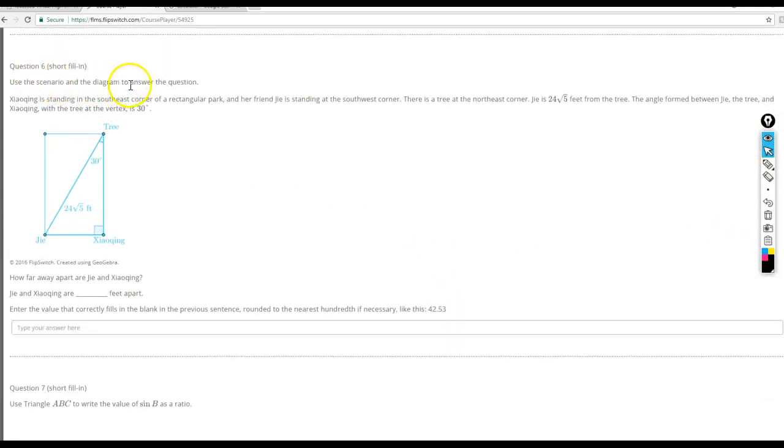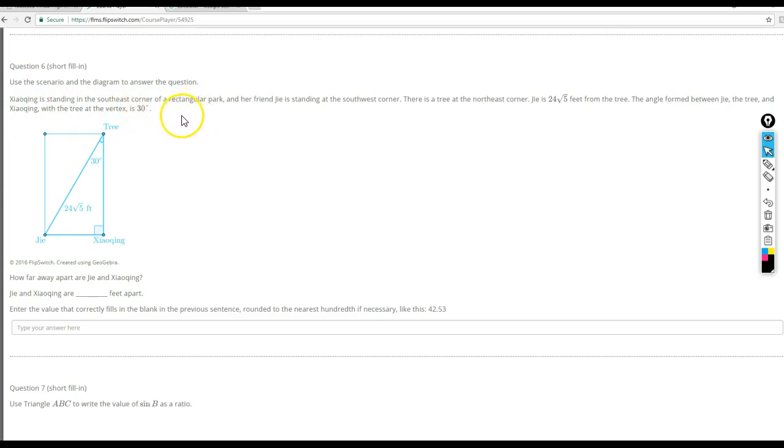Use the scenario in the diagram to answer the question. Zhao Qing is standing in the southeast corner of a rectangular park, and her friend Ji is standing at the southwest corner. There is a tree at the northeast corner. Ji is 24 square root of 5 feet from the tree. The angle formed between Ji and the tree and Zhao Qing with the tree at the vertex is 30 degrees.